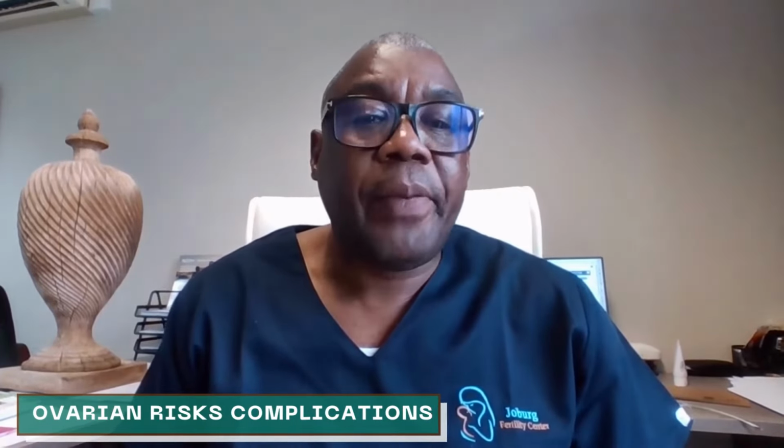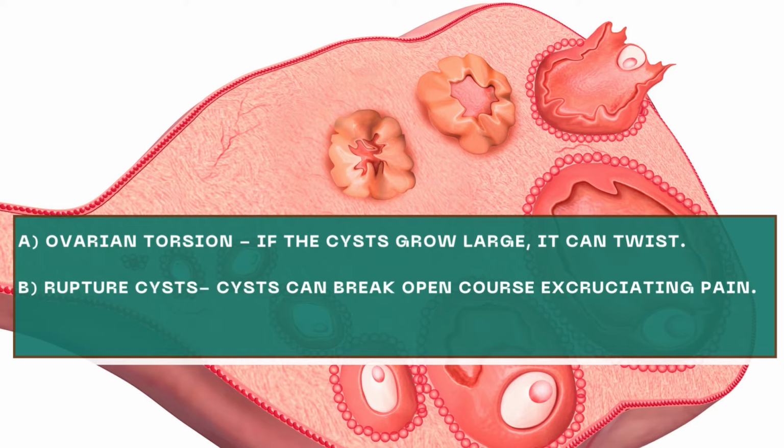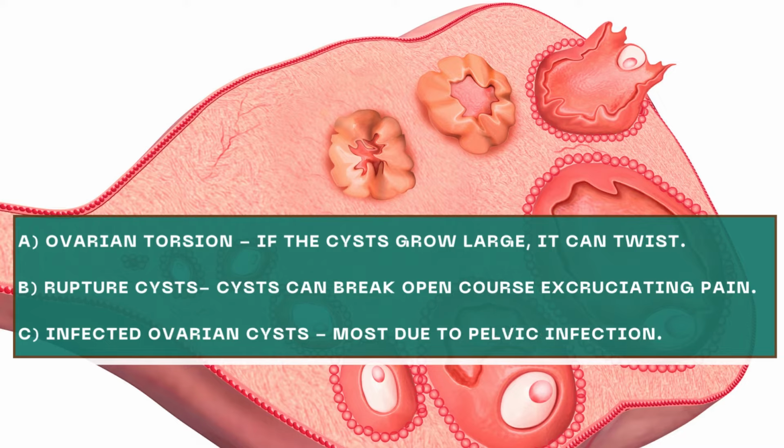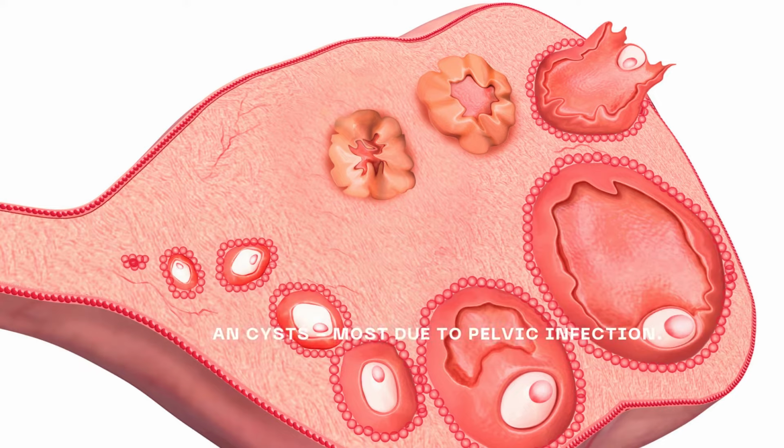Ovarian cyst complications. You can have complications from an ovarian cyst, like ovarian torsion, where the ovary twists and is excruciating in pain and needs urgent attention. The other problem is that the cyst may rupture, which may cause a lot of bleeding and even fluid in the abdomen and cause a lot of discomfort and excruciating pain. The cyst may also get infected, which also may cause pain and need a form of treatment.